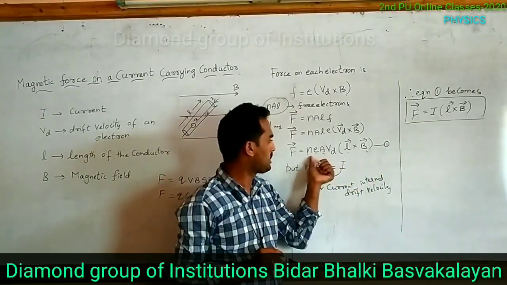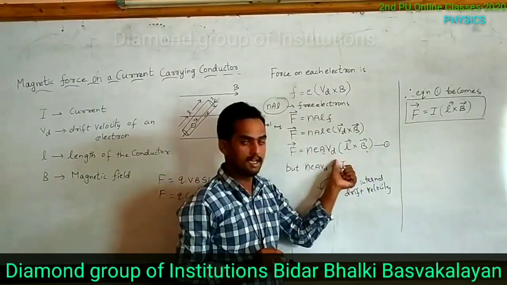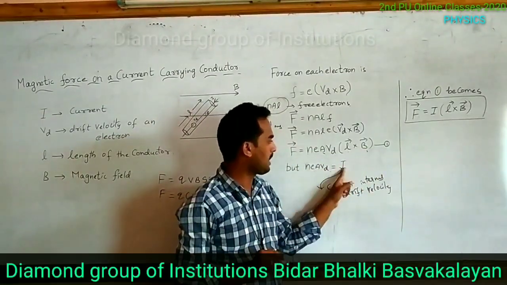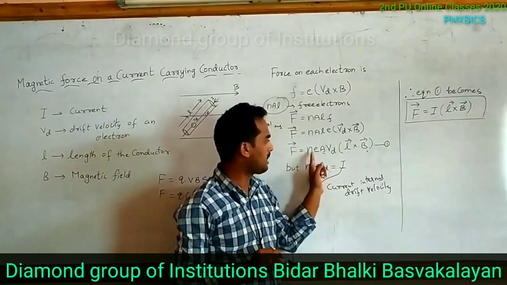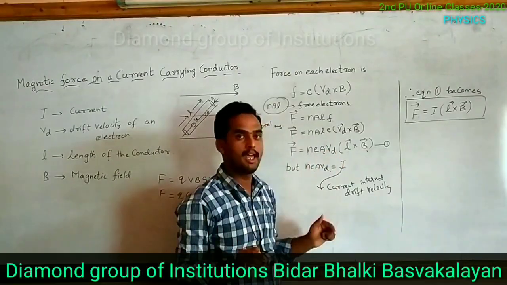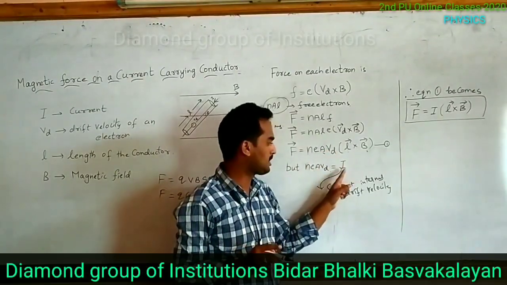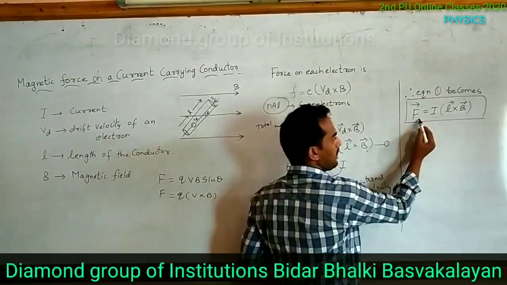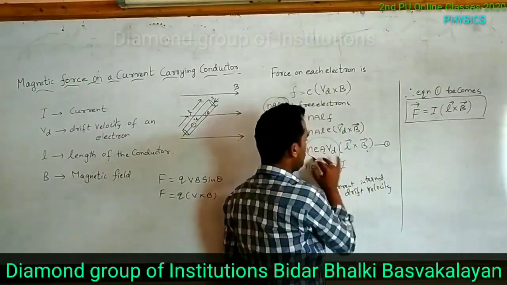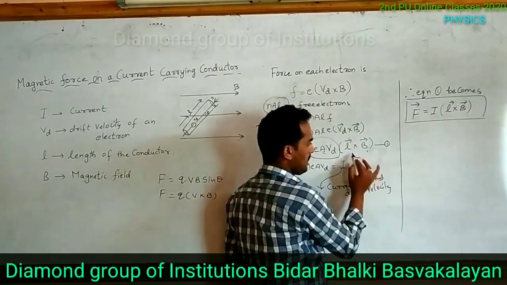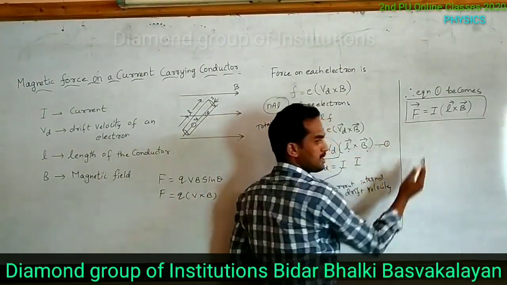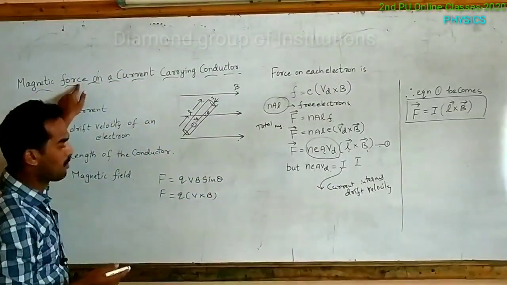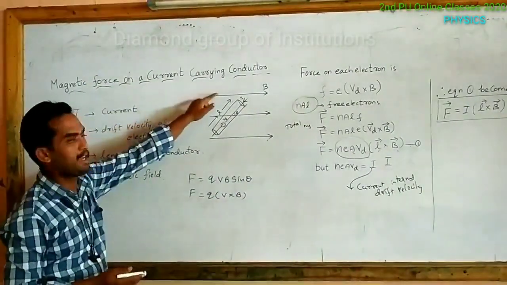The term becomes nevA into L cross B, and we know that in place of nevA, we can directly write the symbol I. What is that? I is called current. So directly we can write the final expression: F equal to I into L cross B. So this is the final expression for the magnetic force on a current carrying conductor.